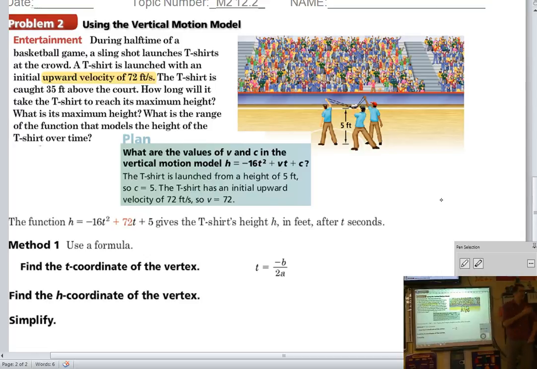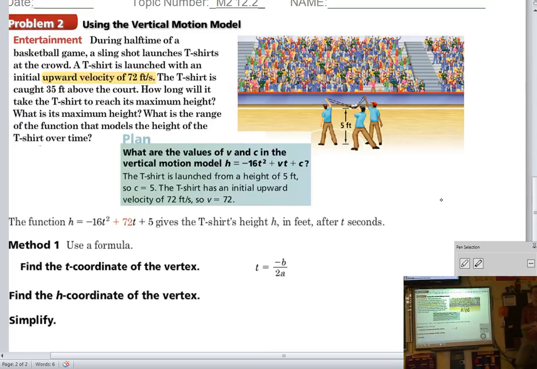All right, so another application could be if you want to rig the t-shirt launching. If you want to make sure that your buddy launching the t-shirts is going to get that t-shirt to you, you could model up some parabolas and figure out how far they're going to go. So, this t-shirt launcher shoots upward at a velocity of 72 feet per second. The t-shirt is caught at 35 feet above the gym floor. How long will it take the t-shirt to reach its maximum height?